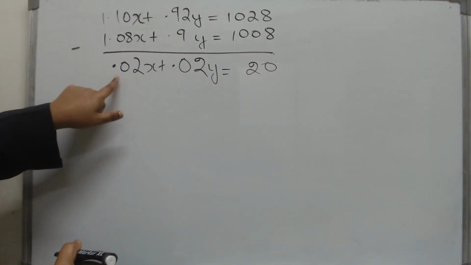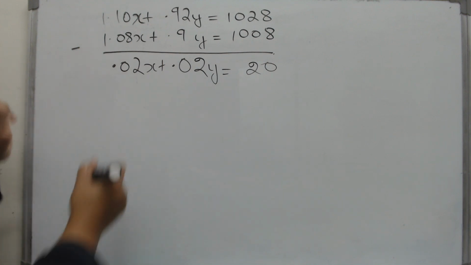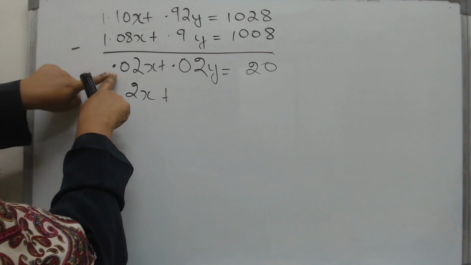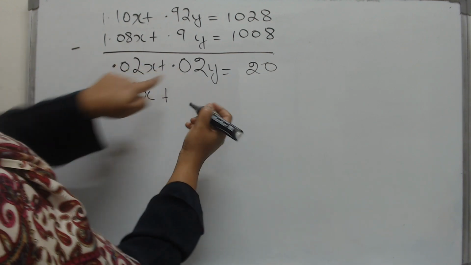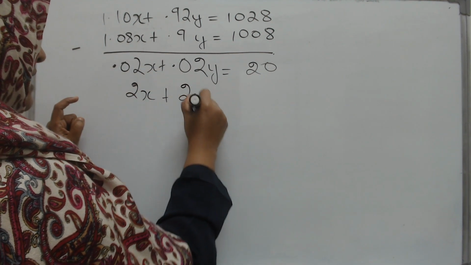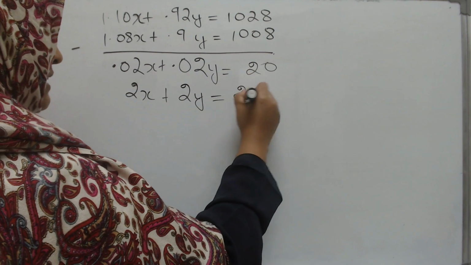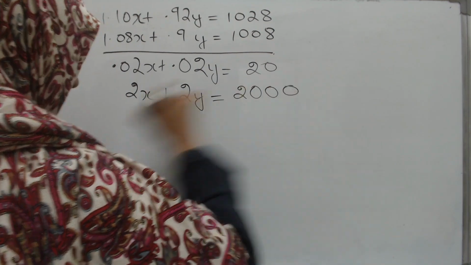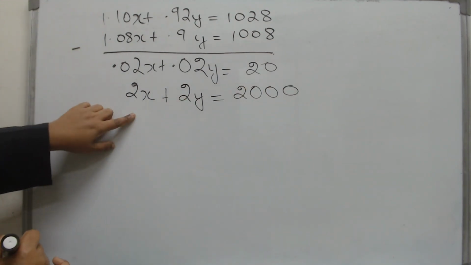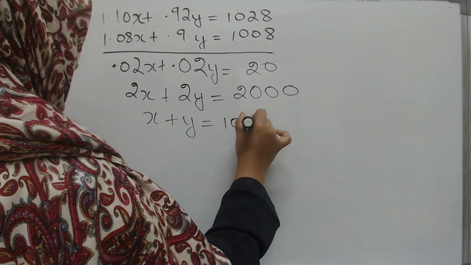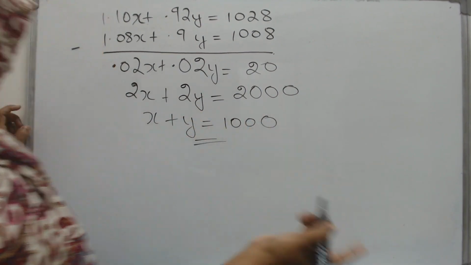Then you can multiply throughout with 100. That way what will happen? You will lose the decimal point. In both the cases, you will lose the decimal point if you multiply throughout with 100. But then here you have to add 2 zeros. Now divide by 2, then you get what? X plus y is equal to 1000. There. It turned out that we are lucky.